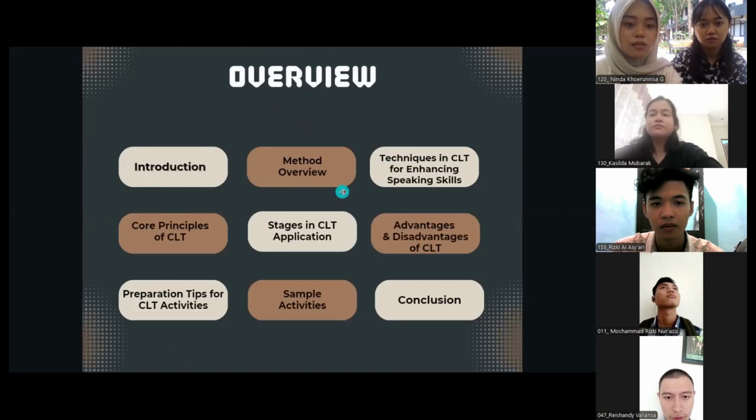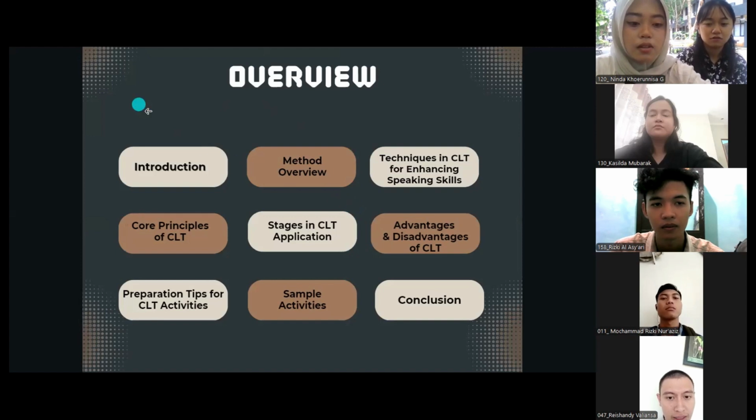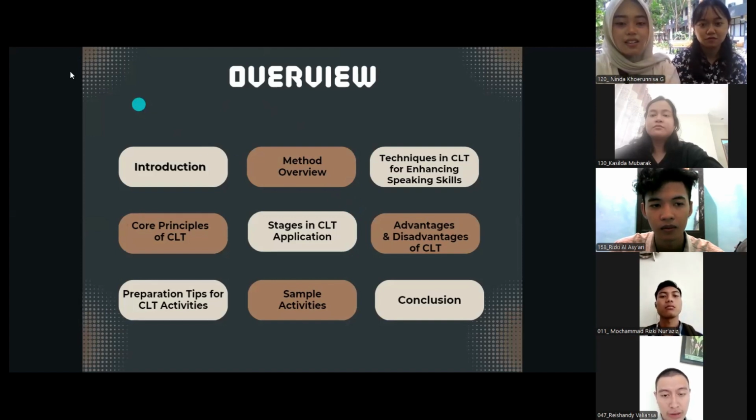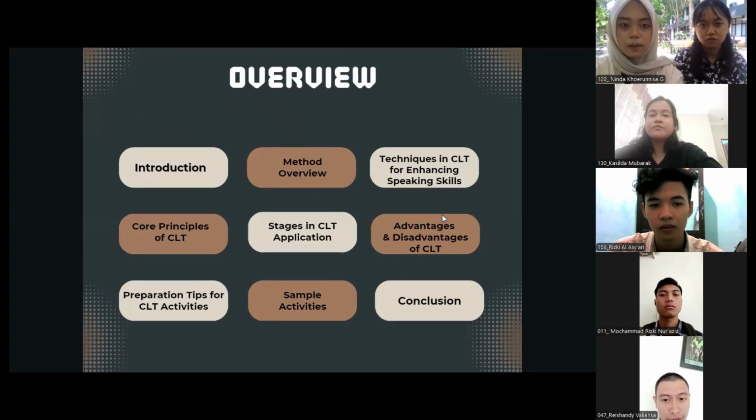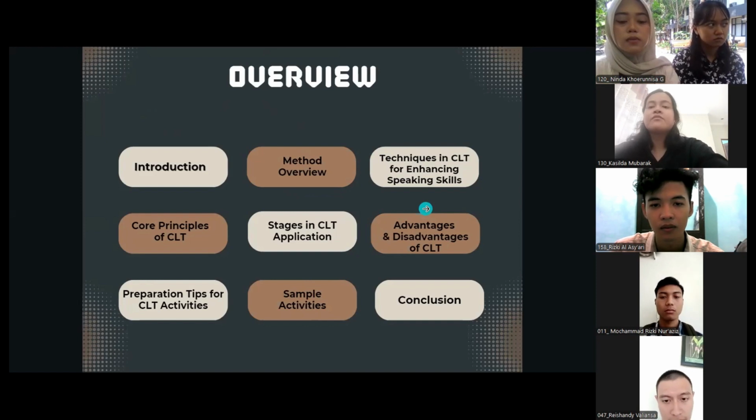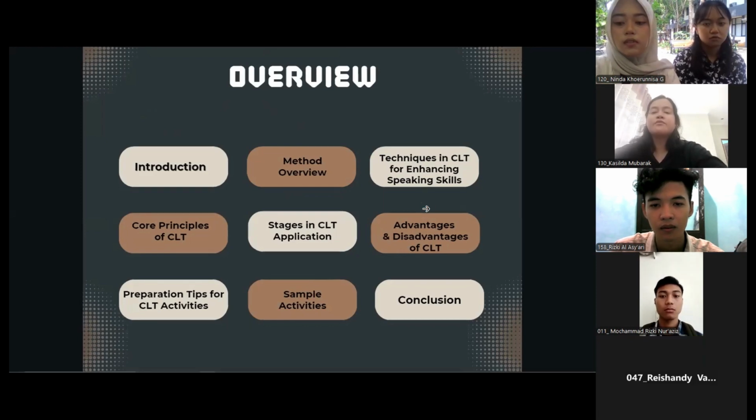So for the overview, we're going to talk about the introduction of the method, and then techniques in CLT for enhancing speaking skills, and then the core principles of this method, stages in this method application, also the advantages and disadvantages, preparation tips, sample activities, and then we would like to conclude the presentation at the end of this presentation.